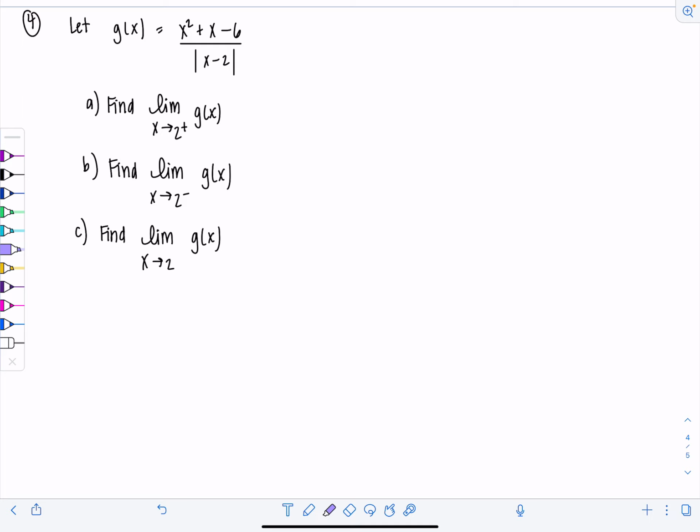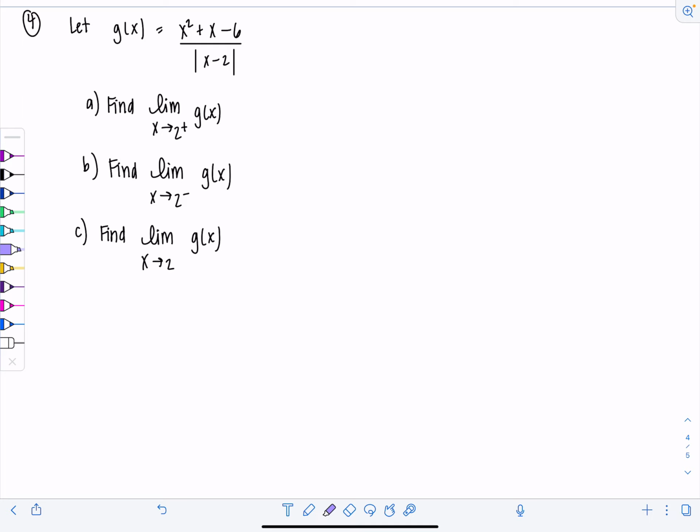So we have g of x equals x squared plus x minus 6 over the absolute value of x minus 2. Part A, find the limit as x approaches 2 from the right of g of x. Part B, find the limit as x approaches 2 from the left of g of x. And then part C, find the limit as x approaches 2 of g of x. So pause it, give it a try, and then check back in.